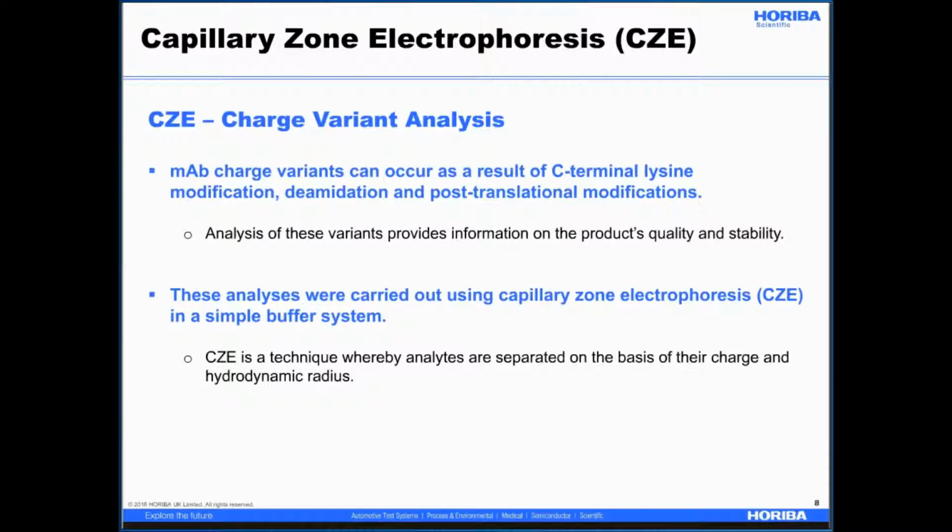The differences in charge and isoelectric point cause the protein subspecies to migrate differently relative to one another when placed in an electric field, resulting in separation of these species. In this way, CZE is an orthogonal technique to CGE as it provides information that may not be possible to obtain from CGE alone.